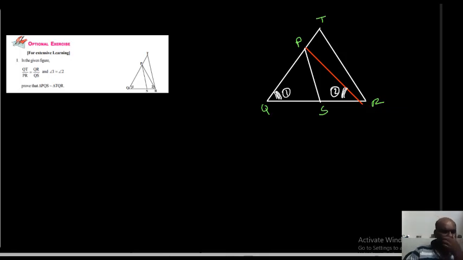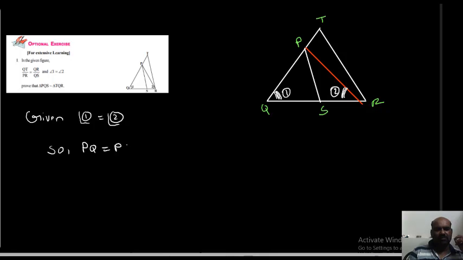First of all, I want to write given data. So, given angle 1 equal to angle 2. In a triangle, if two angles are equal, then the sides opposite to those angles are equal. So I can directly write in this triangle PQR, angle 1 equal to angle 2 means PQ is equal to PR. I can write PQ equal to PR, from triangle PQR.